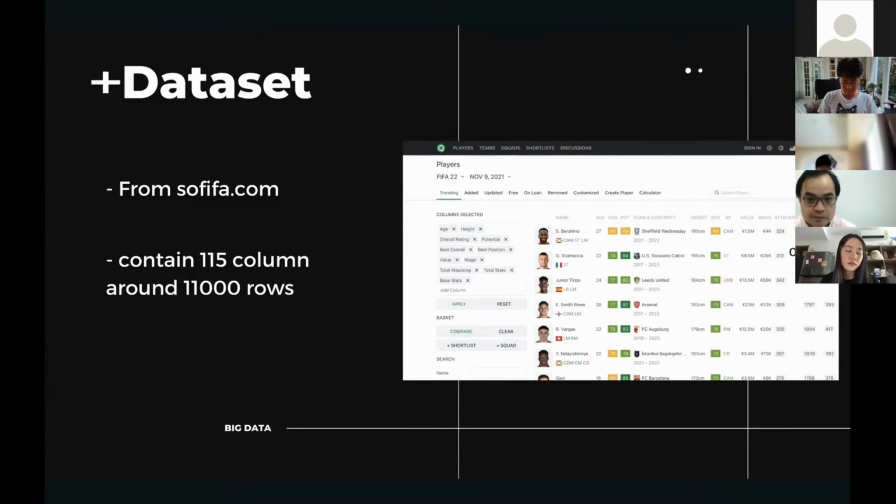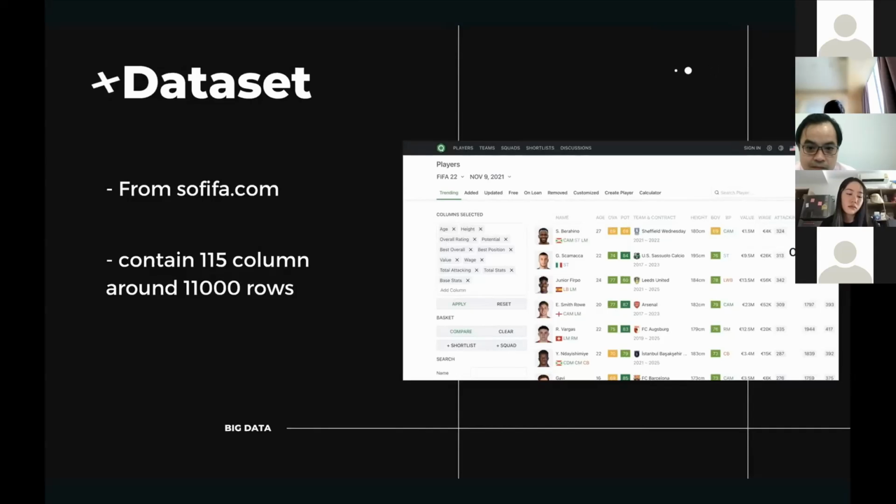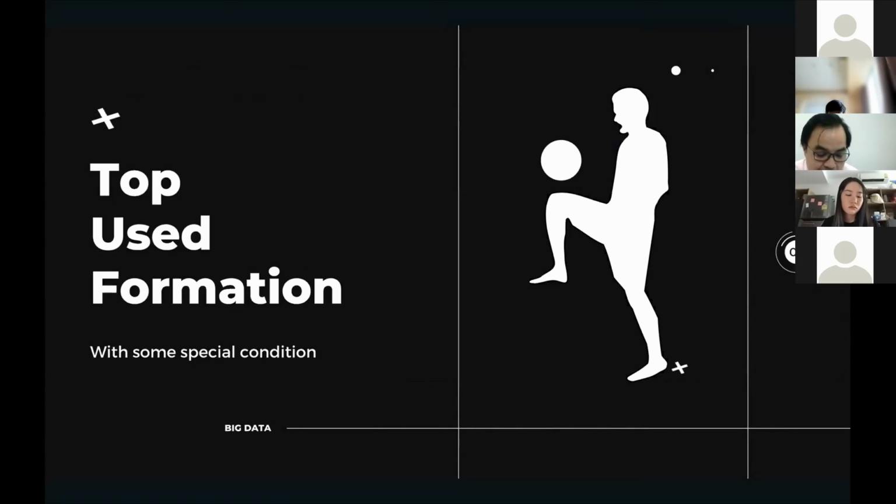I use the dataset from sofifa.com, which I found from Kaggle, where one of the users referred to this website as their source of data. So I use this one instead. My data contains 115 columns and over 11,000 rows of data.